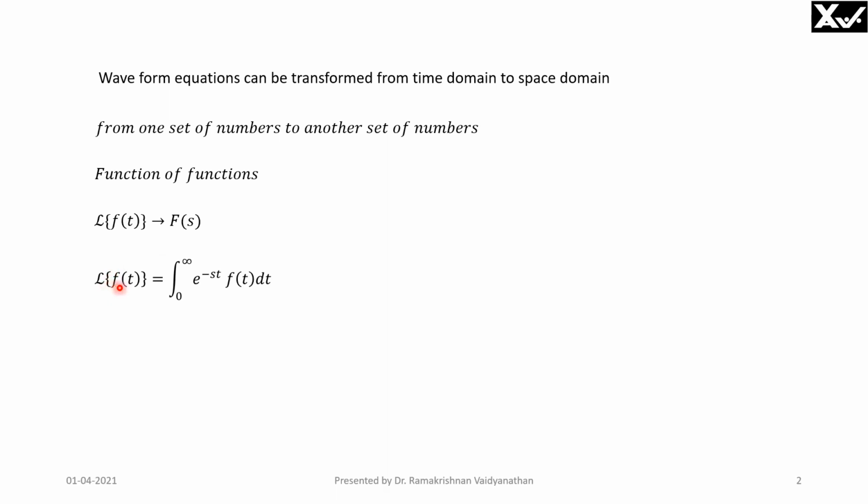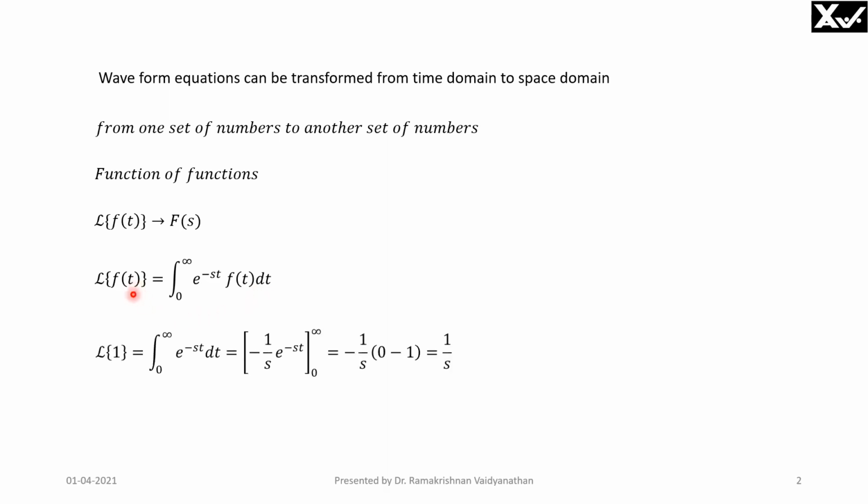Now, Laplace transformation of function of t is defined as an improper integral of e power minus st into f(t) into dt, from 0 to infinity. That's why it is called an improper integral.